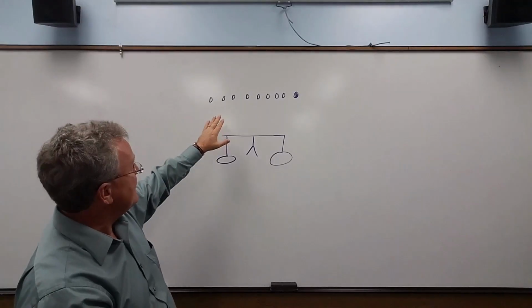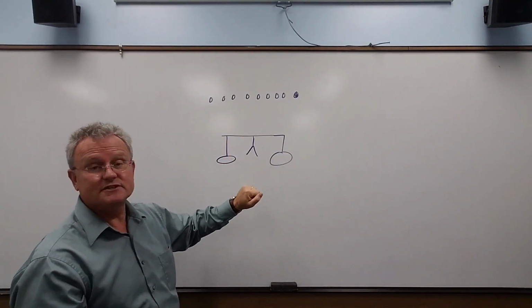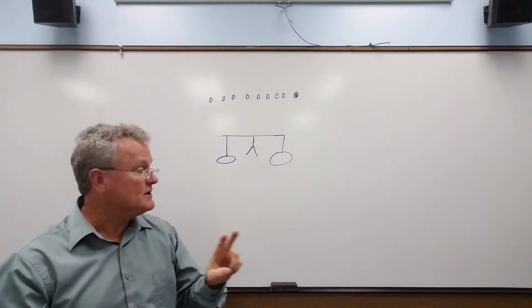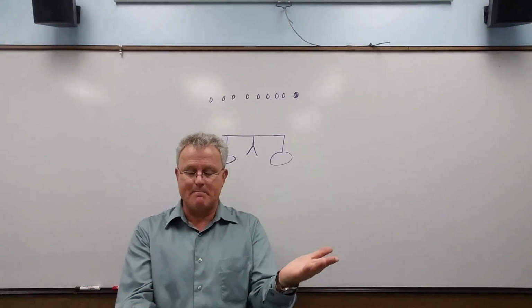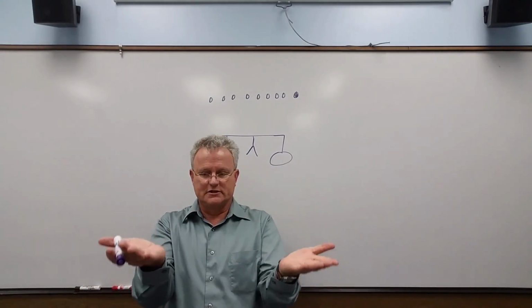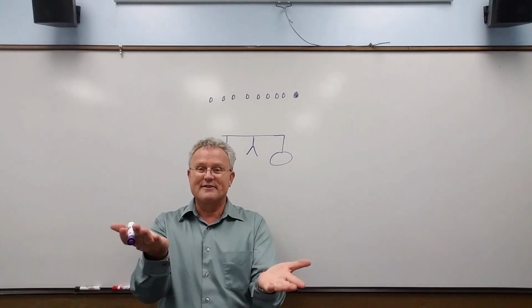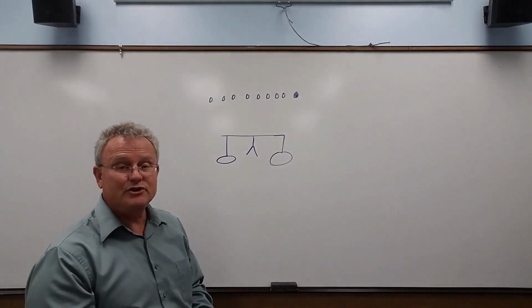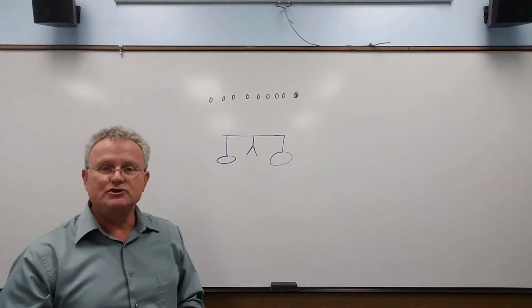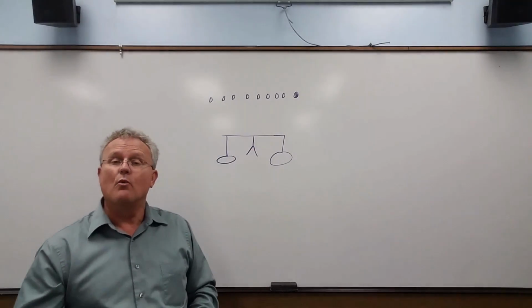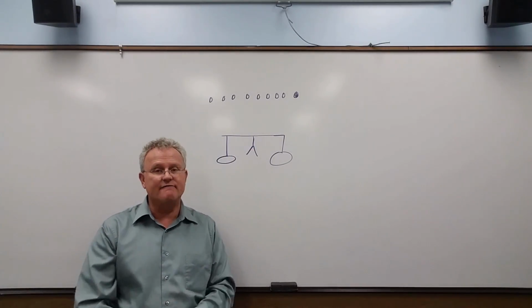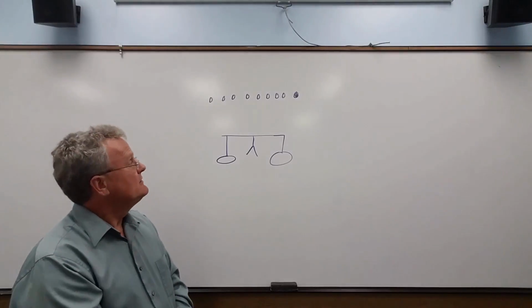And what you've got to do is using this scale. And you're only allowed to use this scale twice. It's a balance scale, yeah? So it's a balance scale. I know, I'm not a very good artist. So you got your balance scale. You're only allowed to use that twice. How would you figure out which rock is the heavy one?